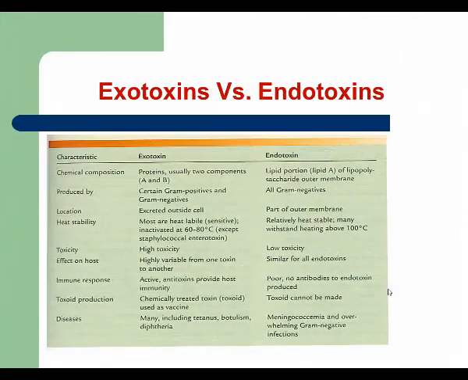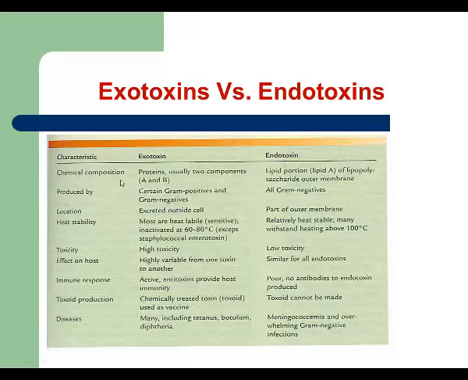Let's look at this chart. It compares the main characteristics of exotoxins and endotoxins. The first characteristic is chemical composition. Please remember, exotoxins are made of proteins. Endotoxins are made of lipids. Actually, it is the lipid A portion of LPS. And if you remember, LPS is a structure that the outer membrane of gram-negative bacteria is made of. So again, endotoxin is the lipid A portion of LPS.